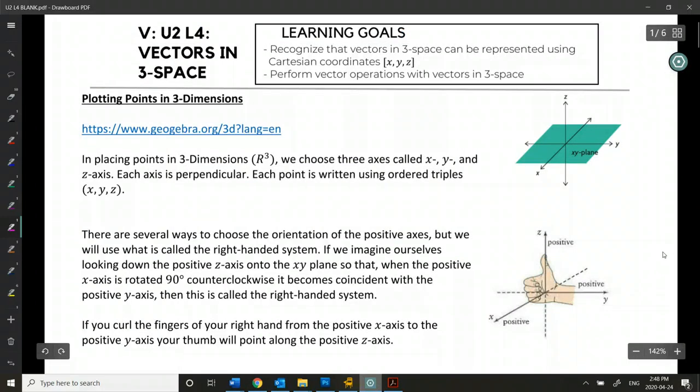Our classic XY plane that we normally have in 2D space is going to be rotated and put on the bottom, and now this is going to be our XY plane here. We're going to use the right hand system, which is how we're going to orient our axes. There are lots of different ways that we can do this, but if you do a thumbs up, your thumb is pointing upward, and that's the positive Z axis. Your arm is like your positive Y axis, and then your fingers will curl towards the positive X axis.